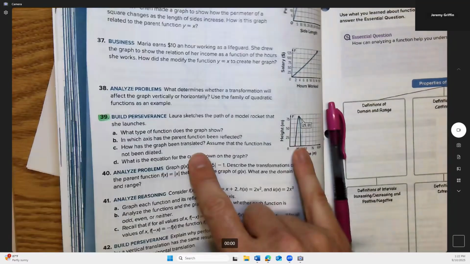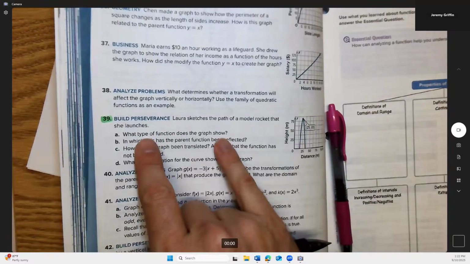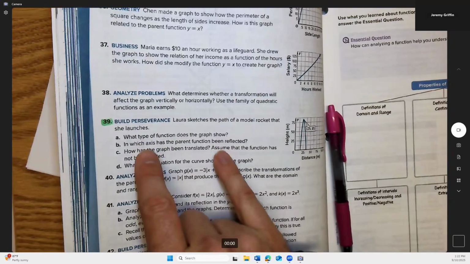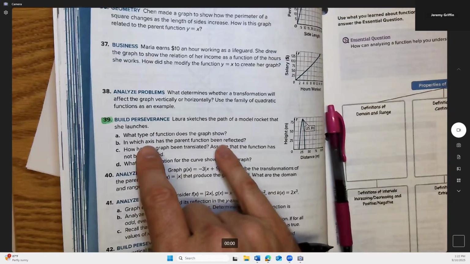So that's nice. What does it want you to do here? It says, what type of function does the graph show? So we're looking at a parabola. This is a parabola. So the parent function is y equals x squared. Which axis has the parent function been reflected over?